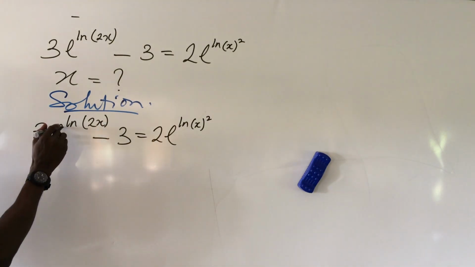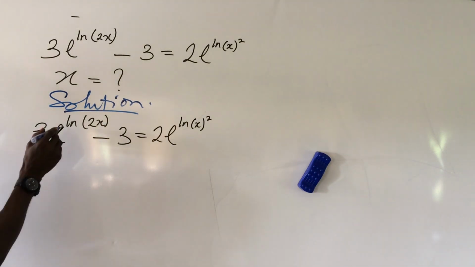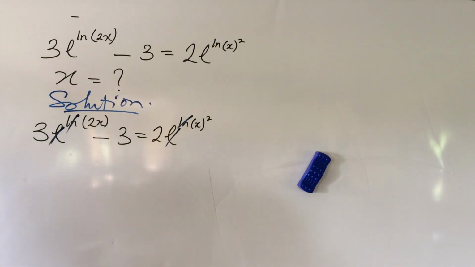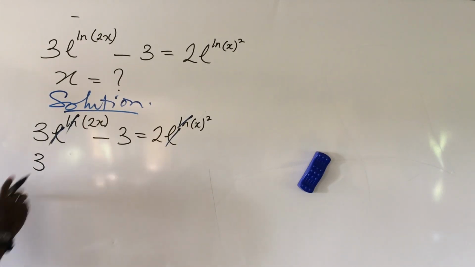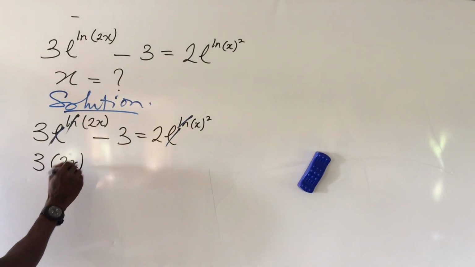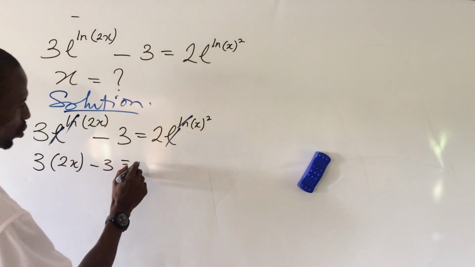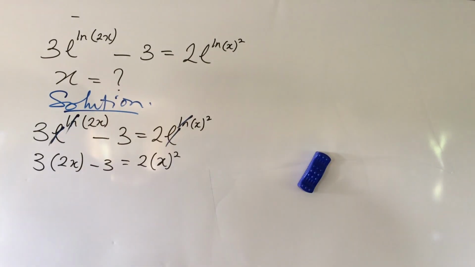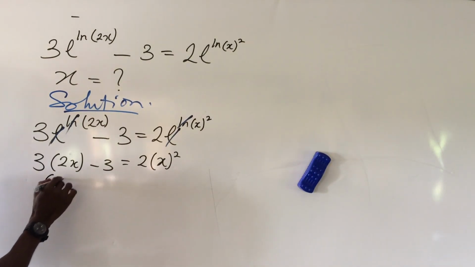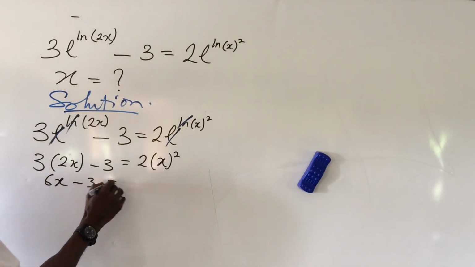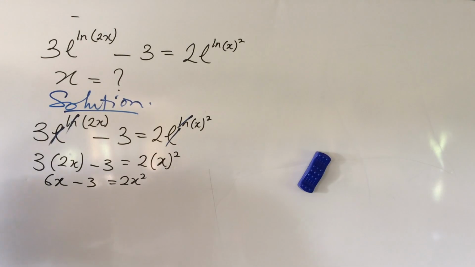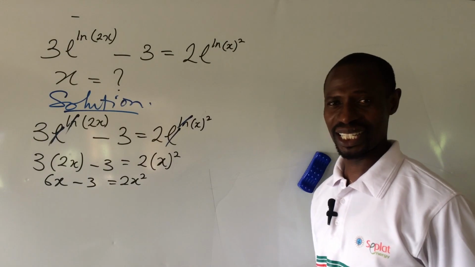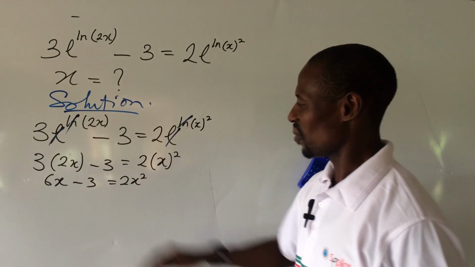And so here, all right, let me use a different color. This will take care of this, and this will take care of this. And so we are now left with 3 into 2x minus 3 equals 2 into x all to the power of 2. So if we open up our bracket, then this will give us 6x minus 3 equals 2x squared. Very simple. The complex equation has been reduced to a quadratic equation. Okay, so this is our quadratic equation.